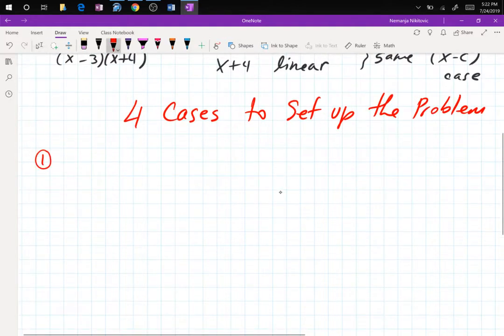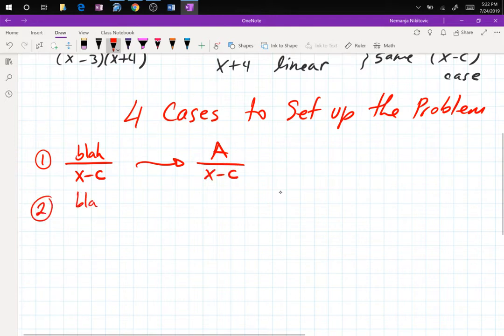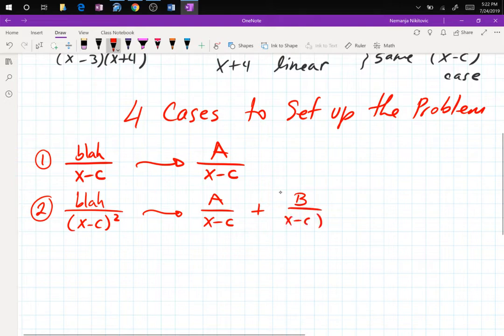Case number 1. Yes, I wrote blah over x minus c. So it's only the denominator that matters, and your setup is A over x minus c. If you have, again, blah divided by x minus c squared, that's a repeated linear, your setup is going to be A over x minus c plus B over x minus c squared.